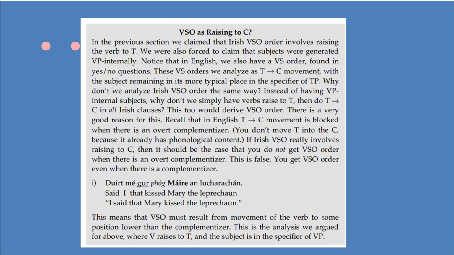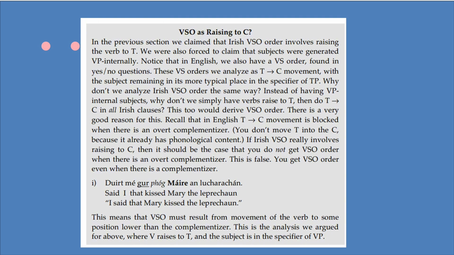If Irish VSO really involves raising to C, then it should be the case that you do not get VSO order when there is an overt complementizer. This is false. You get VSO order even when there is a complementizer. Said I that kissed Mary the leprechaun. I said that Mary kissed the leprechaun. This means that VSO must result from movement of the verb to some position lower than the complementizer.